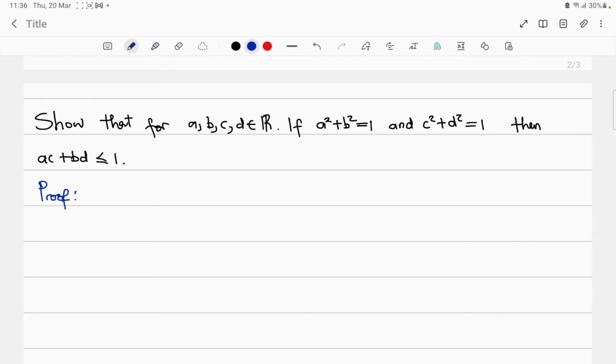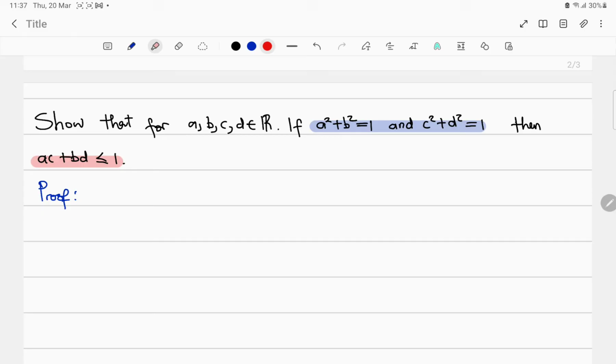We will be showing that for A, B, C, D in R, if A squared plus B squared is equal to 1 and C squared plus D squared is equal to 1, then AC plus BD is less than or equal to 1. The first thing to note here is that this is an if-then statement. So we assume this part and we prove this part. That is what we do: we suppose that this is holding, then we prove that one.